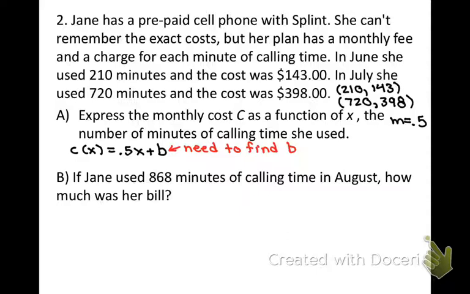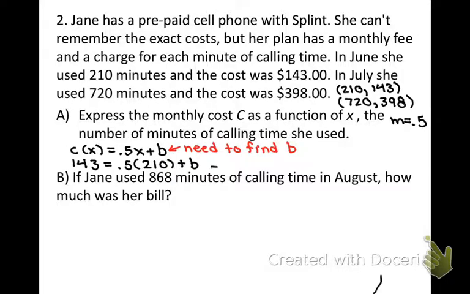I'm going to pick the point 210, 143. The numbers are a little bit lower. So when I plug this in, I'm going to have 143 equals 0.5 times 210 plus b. And now from here, I need to solve for b. So 0.5 times 210, half of 210 is going to give me 105.